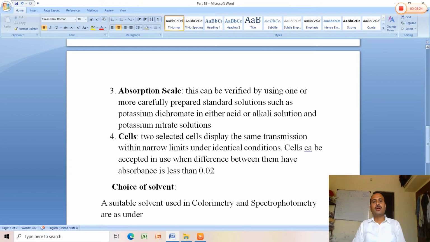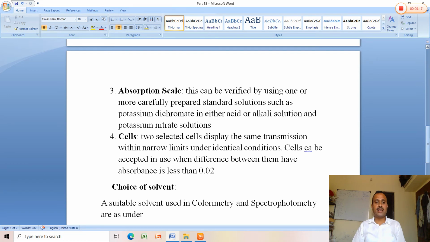Now, what is a standard solution? A standard solution is nothing but a solution whose concentration is known. For example, if we prepare potassium dichromate in either acid or alkali solution, and potassium nitrate solutions, then with the help of these two solutions, the absorption scale can be verified.